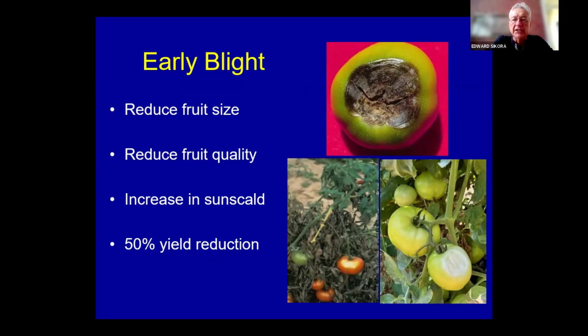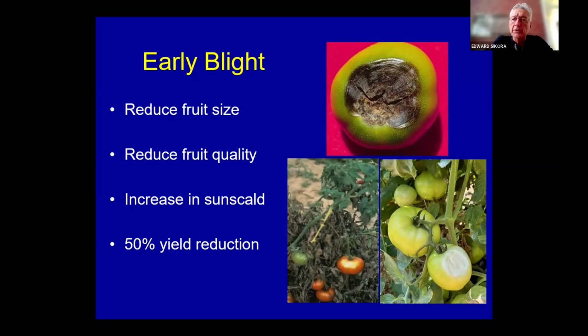You get that whitening or bleaching on the surface. In our trials, one year we had a 50% reduction from early blight, where we had no fungicide sprays versus a calendar-based spray program where we're spraying pretty much once a week, like most commercial growers do.